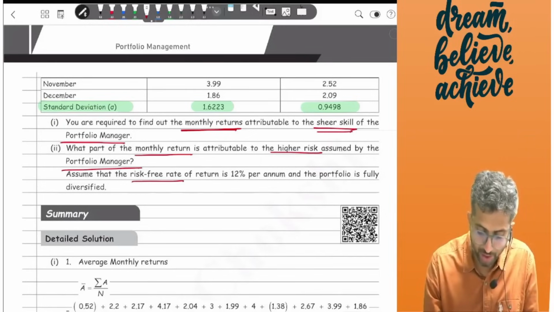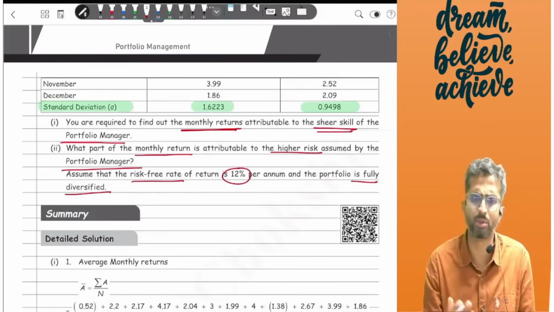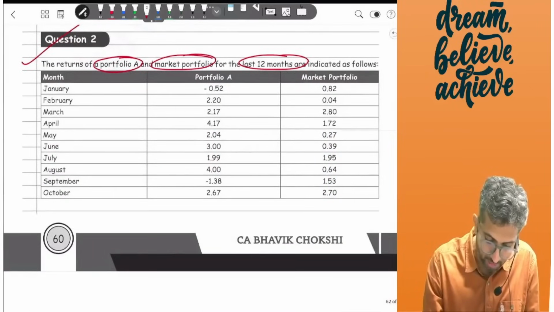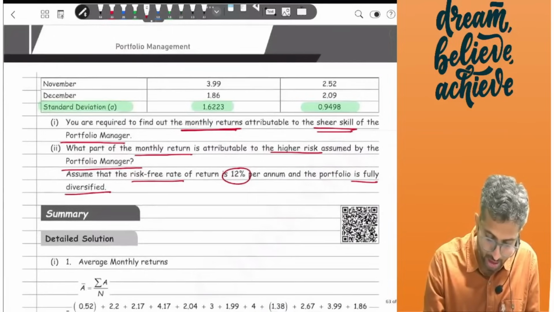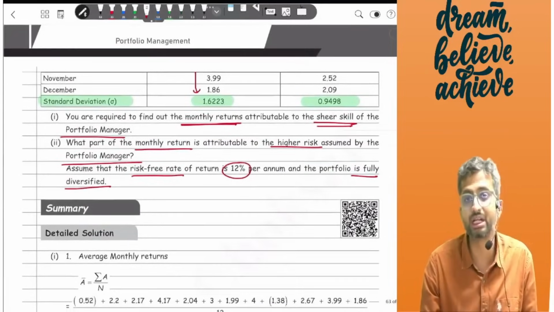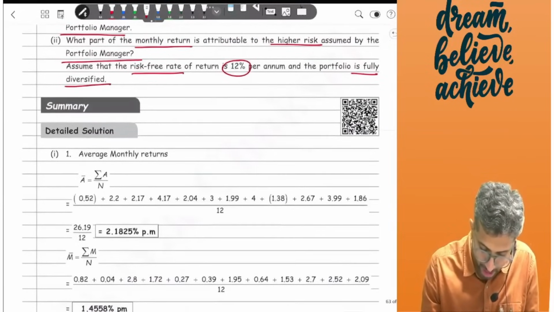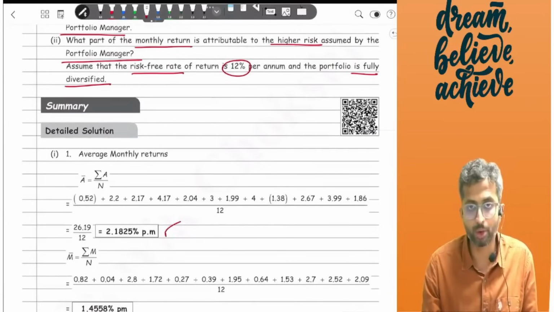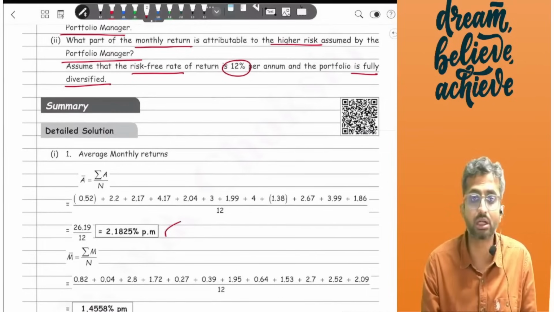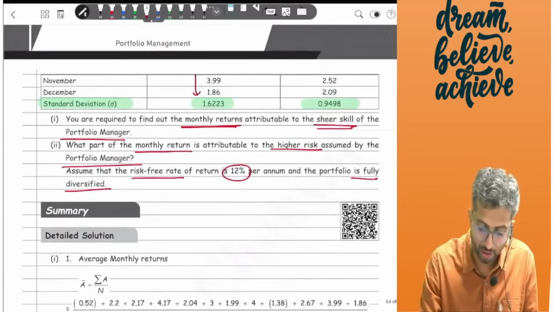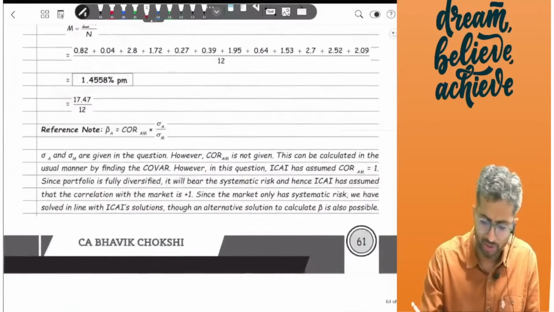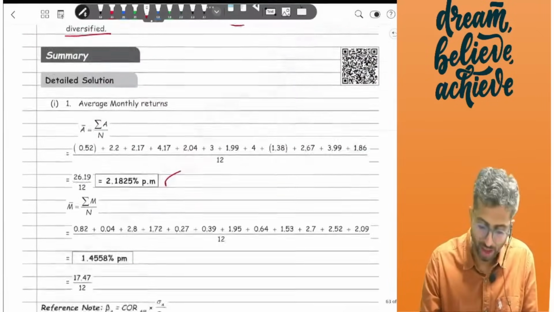Assume that the risk-free rate of return is 12% per annum and the portfolio is fully diversified. 12% per annum is approximately 1% for each month. So if I look at the average return, I will take all of these 12 monthly returns and divide by 12. As you can see over here, your answer will be around 2.1825%, the average return for portfolio A. Similarly, I'll try to find the average return for the market. I will take all the returns, 0.82, 0.04, 2.8, all of them, total them up, and divide by 12, and that will give me the average return.